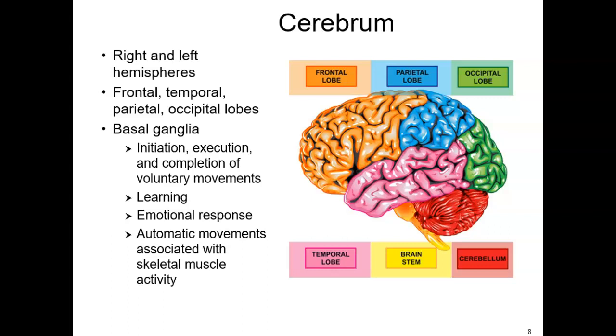Parietal lobe gives us spatial orientation and has our sensory cortex there. And then the occipital is responsible for vision. So any problem with any particular area of the brain is what we're going to see in signs and symptoms. Now, the basal ganglia controls voluntary movement, learning, emotional response, and then also our automatic skeletal muscle movements.